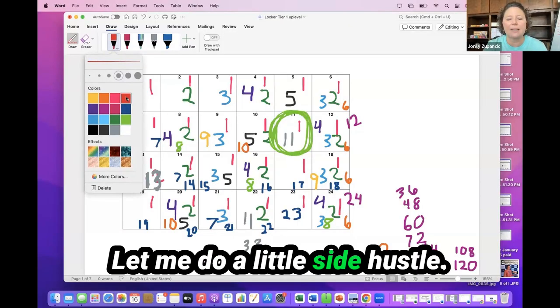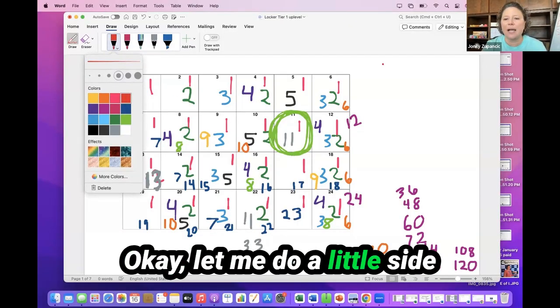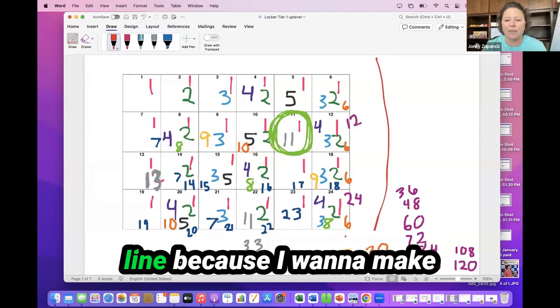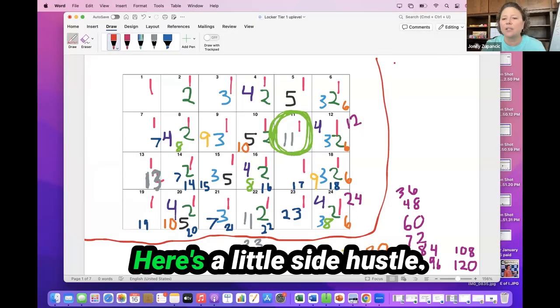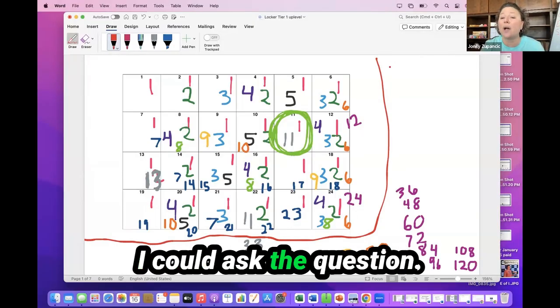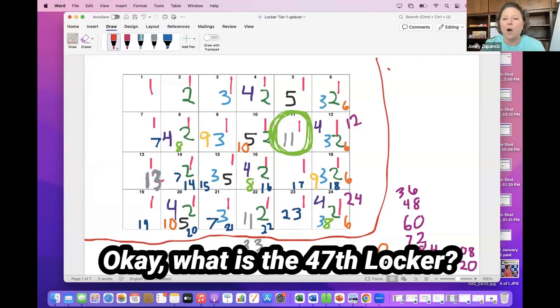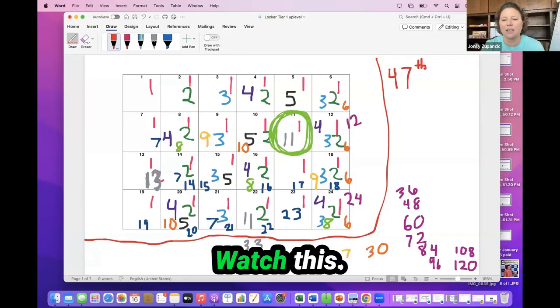Let me do a little side hustle. And I'm going to draw this line because I want to make sure that these extra numbers are not in the locker boxes. Here's a little side hustle. I could ask the question, okay, what is the 47th locker? Watch this, guys. Watch this.